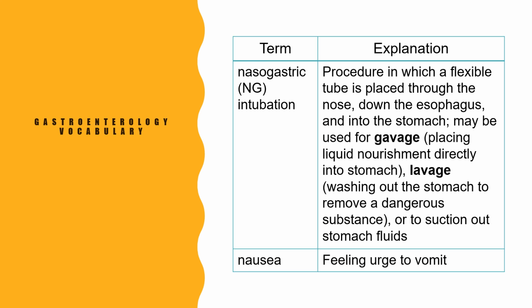Nasogastric or NG intubation is a procedure in which a flexible tube is placed down through the nose, down the esophagus, and into the stomach, and it may be used for gavage, which is placing liquid nourishment directly into the stomach, lavage, which is washing out the stomach to remove a dangerous substance, or to suction out stomach fluids. Nausea is the feeling of the urge to vomit.